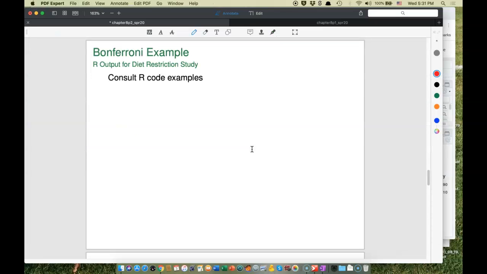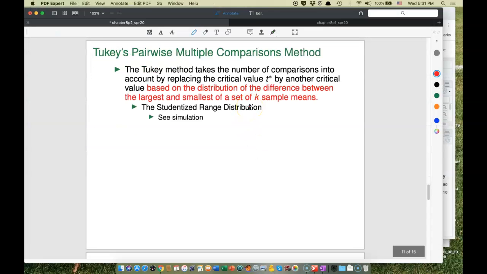Okay, let's get back on track for our last method. So Tukey's pairwise multiple comparisons method. What this is doing is really tailoring a solution that's specific to the situation of carrying out an ANOVA with the normal assumptions, with sample sizes, all that. Now the Tukey method assumes that the samples are pretty close to each other in size. So it takes the number of comparisons into account, and we're going to replace the t star by another critical value based on the distribution of the difference between the largest and smallest of a set of k sample means.